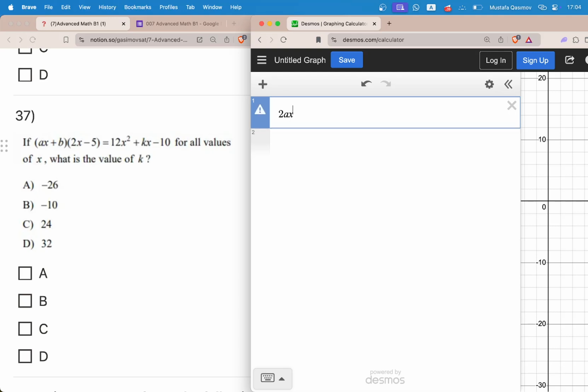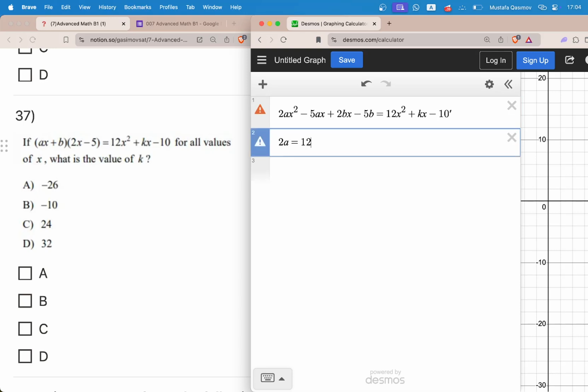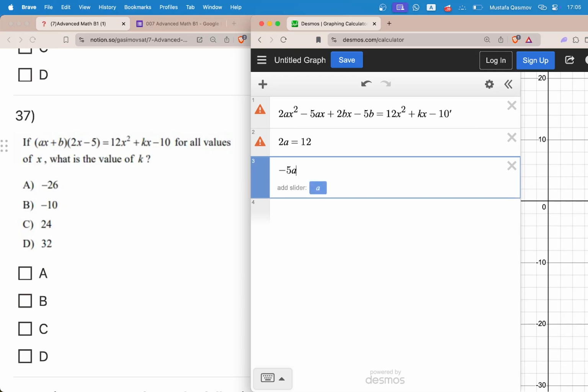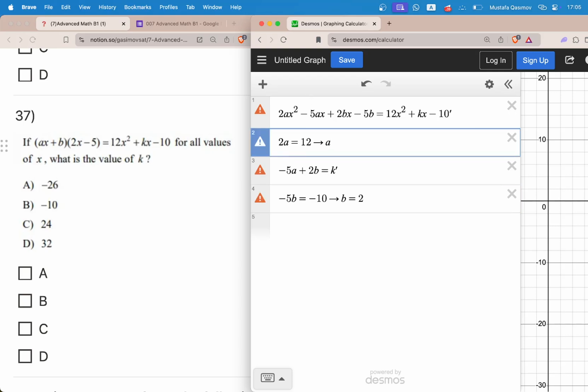37. You have to open it. 2ax squared minus 5ax plus 2bx minus 5b is equal to 12x squared plus kx minus 10. Then you have to make the coefficients equal to each other. 2a is equal to 12. Negative 5a plus 2b is equal to k. Negative 5b is equal to negative 10. From the last one, we can say that b is equal to 2. From the first one, a is equal to 6.